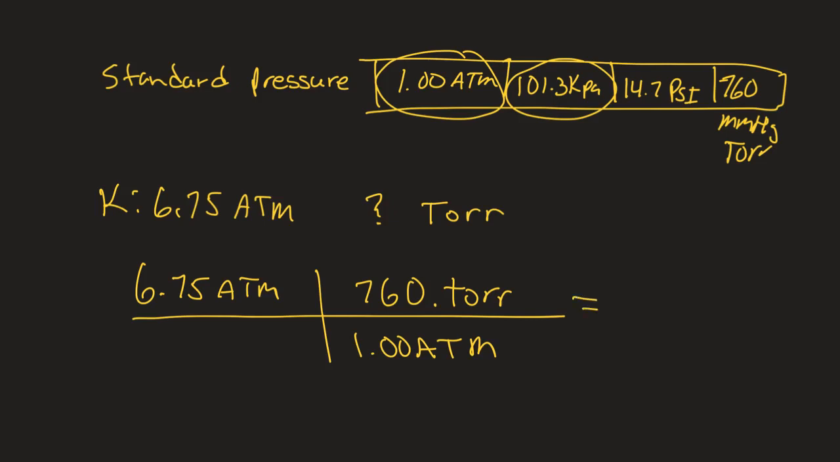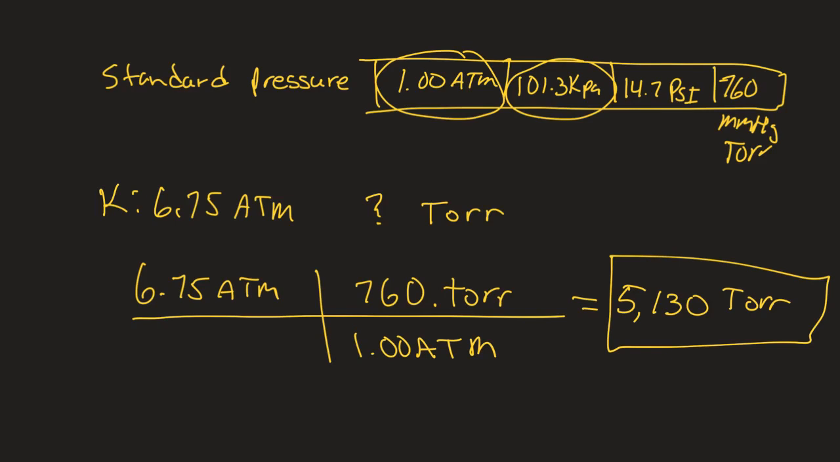So let's put this one in the calculator, see if I can hit the numbers right. 6.75 times 760. Drop down the bottom, of course that'd be 1.00, equals, and that will be 5,130 torr. And I would have 3 significant figures with that, so my answer is good. So that's just converting pressures. And you've got all the pressure units you need to do that right on your reference table.